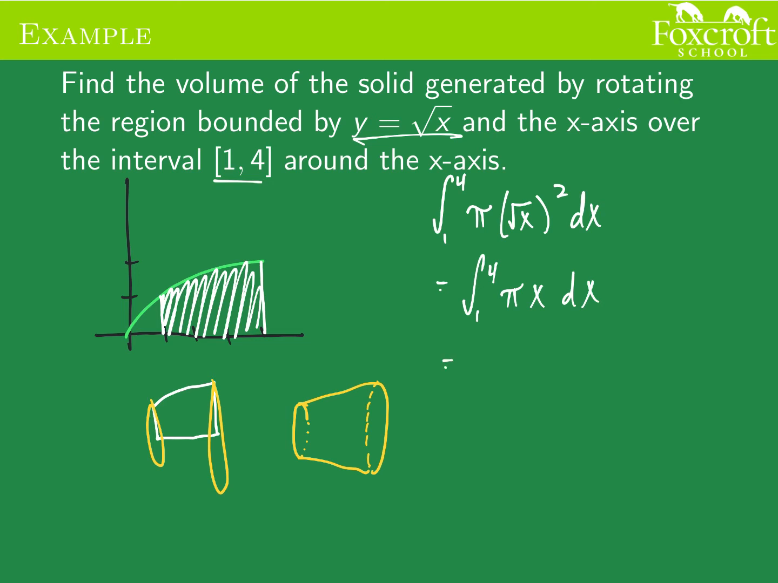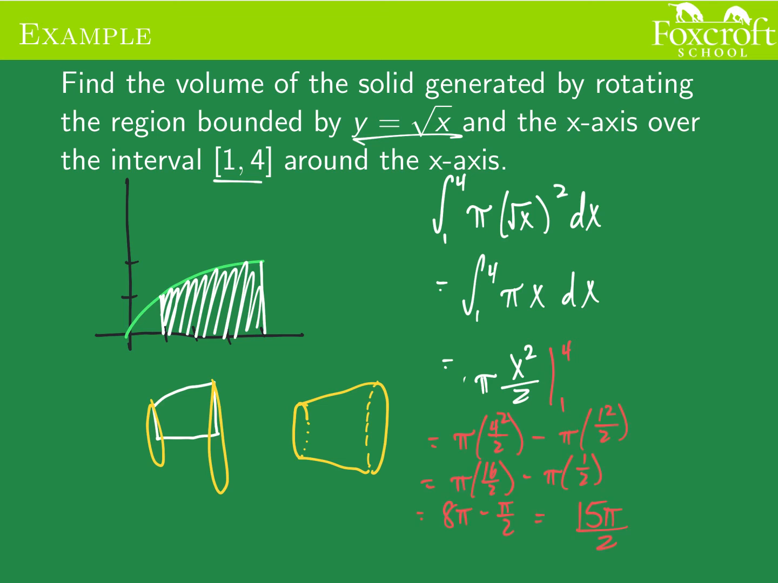Remember pi is just a number, so don't try to treat pi like a variable. So we're going to add 1 to the exponent, divide by the new exponent, and evaluate that from 1 to 4. And again, I'll pause the video here and just work out the values, and then we'll look at the final answer.